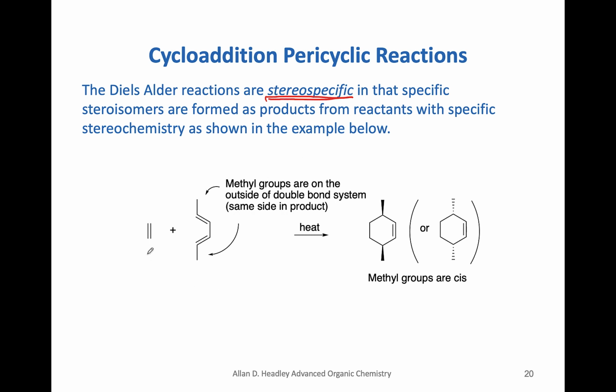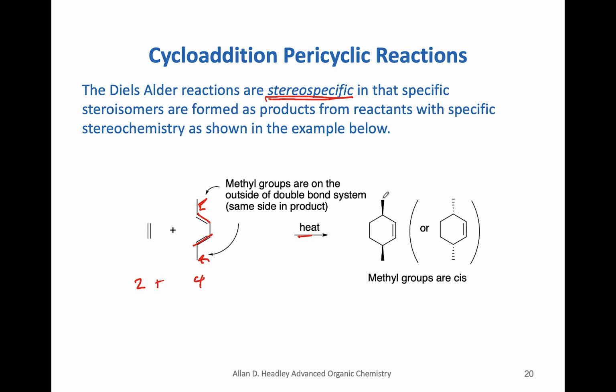Let's look at this. Here's the dienophile, and here's the diene, so that's a 4 plus 2. But look at the stereochemistry of this reaction here. The two methyl groups are on the same side of the double bond. Here's the double bond, they're on the outside. Here's a double bond, they're on the outside. So that's one way of looking at it. They're on the same side of this conjugated system, on the outside. In the presence of heat, they remain on the outside.